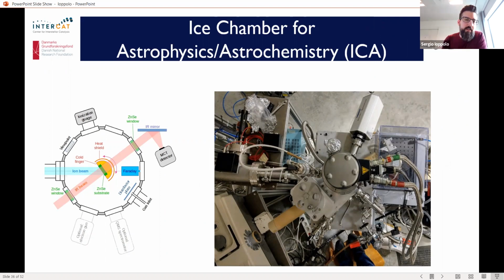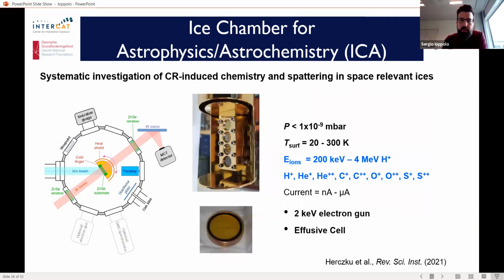And the chamber is an ultra-high vacuum chamber again. In this case, we have the ion beam coming from one side, the infrared from the other side. We are doing transmission spectroscopy here. And we also have an electron gun, as I will show you later.